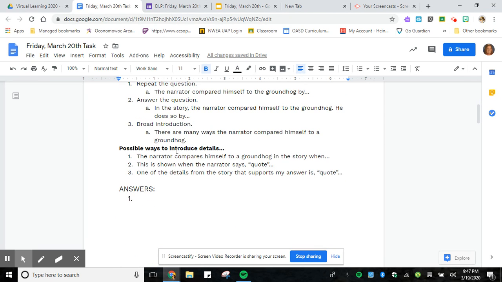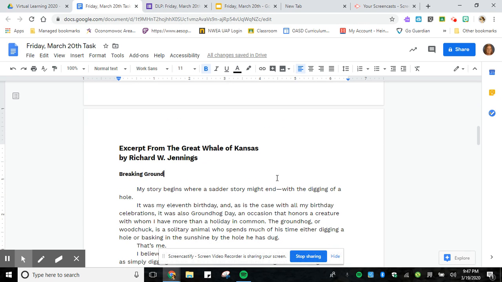Some possible ways to introduce the details is the narrator compares himself to the groundhog in the story when, and then you could tell a detail. Or this is shown when the narrator says, and then you can insert the quote that you're picking. Or one of the details from the story that supports my answer is, and then insert the quote from the story.